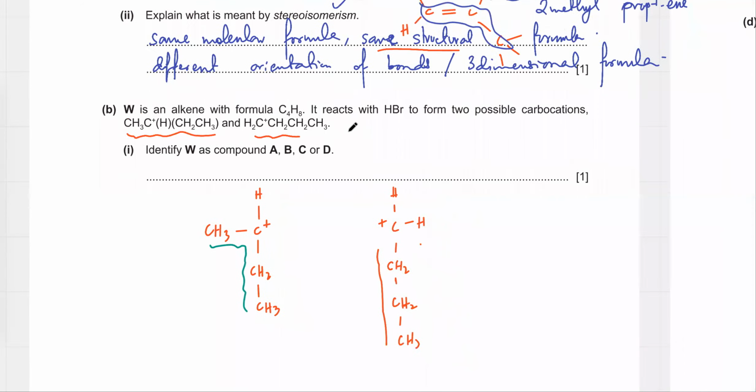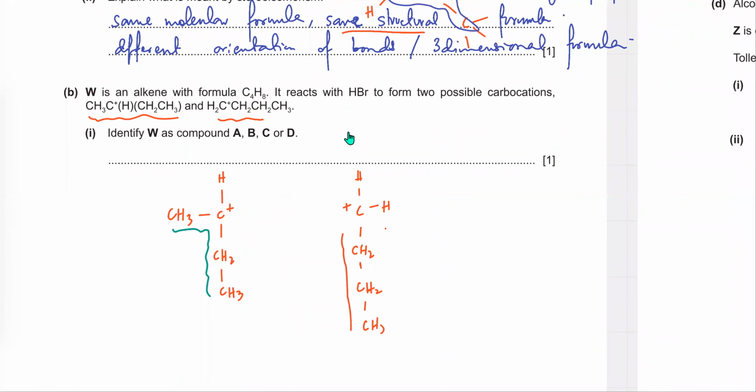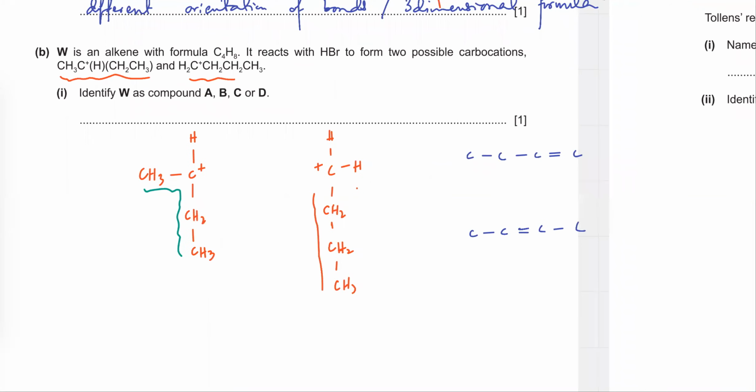So the question is, which one of the alkenes was this? Was it this one? Or was it the one where the double bond was in the middle? Or it was the one with branches and the double bond was here. Now this one is eliminated, because you're not getting a branched structure.